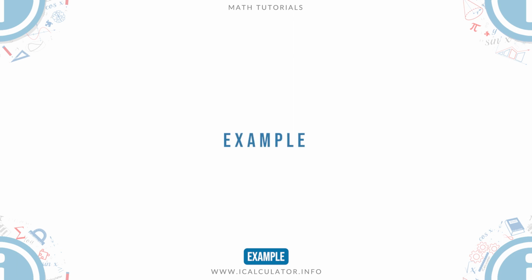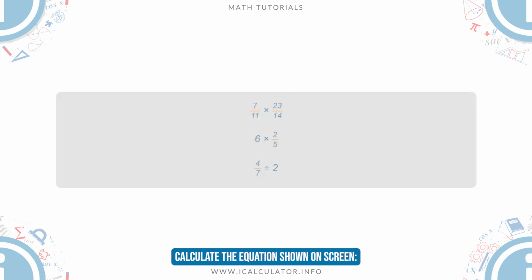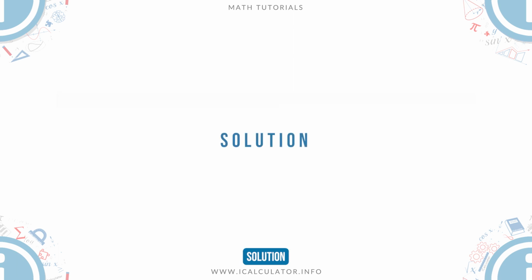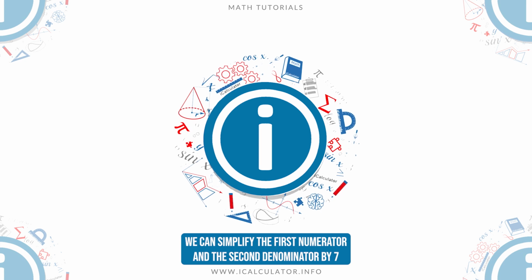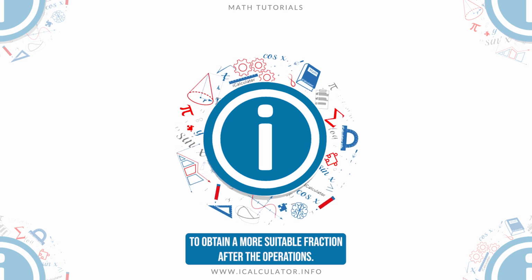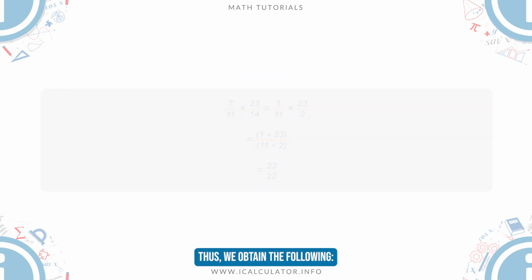Example. Calculate the equations shown on screen. Solution. We can simplify the first numerator and the second denominator by 7 to obtain a more suitable fraction after the operations. Thus, we obtain the following.